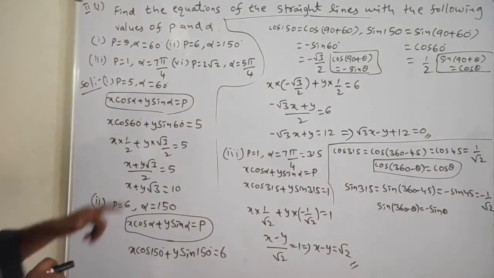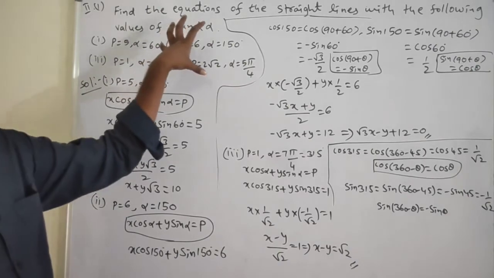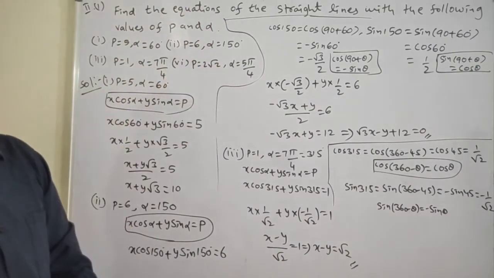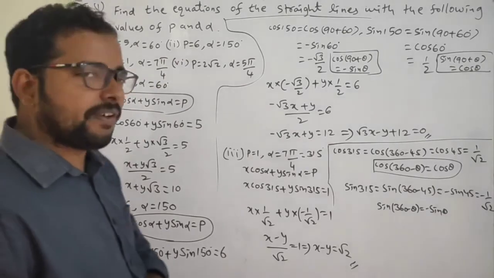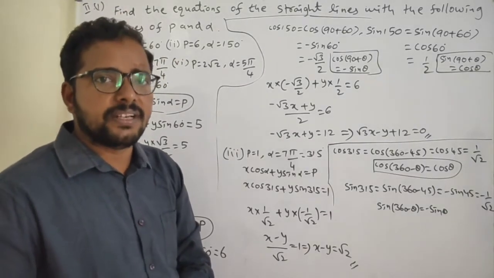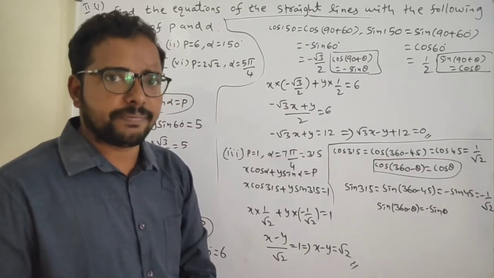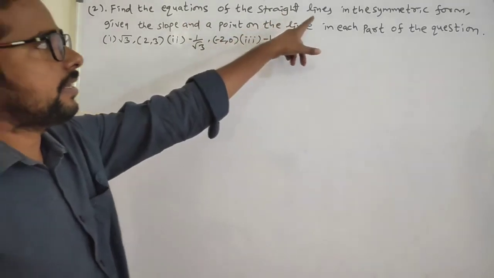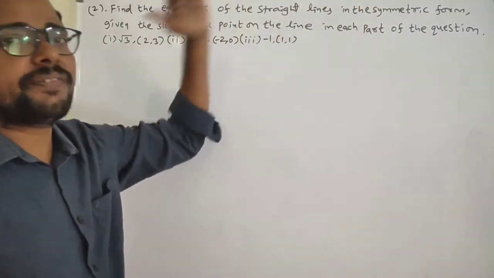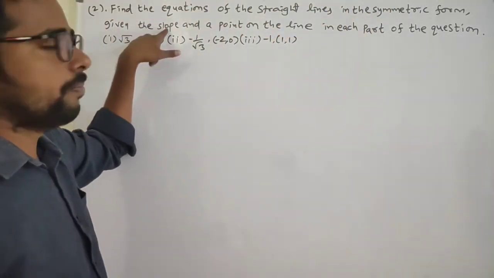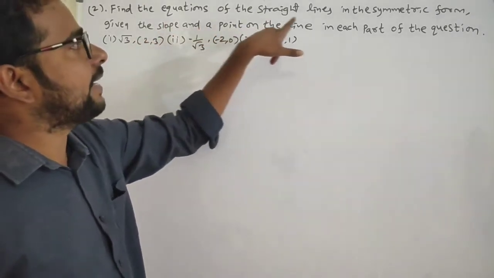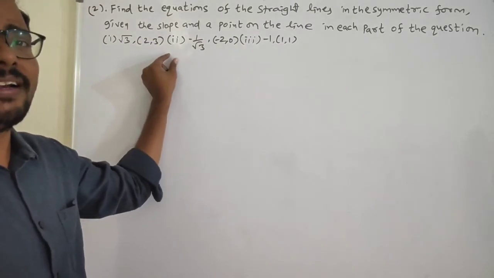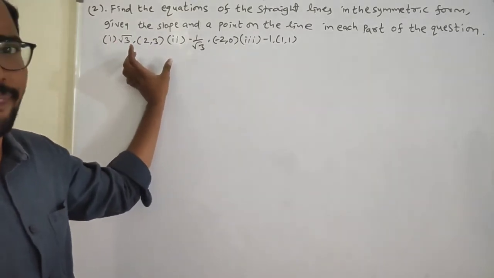Then remaining sums చేయండి. For total first question total 6 sums ఉంటాయి. 1 2 3, so remaining 3 sums homework చేయండి. Okay, by using same formula normal form x cos alpha plus y sin alpha is equal to p. Now second question, find the equation of the straight lines in the symmetric form. Given the slope and a point on the line in each part of the question. Now we are writing every question in symmetric form.